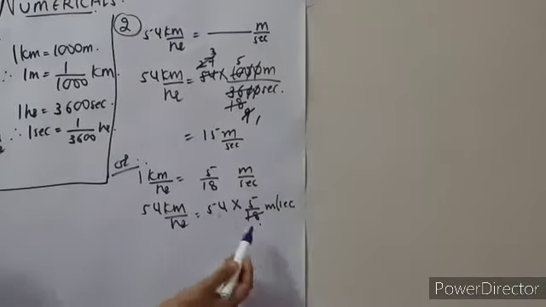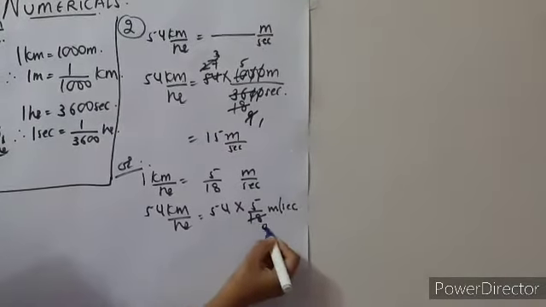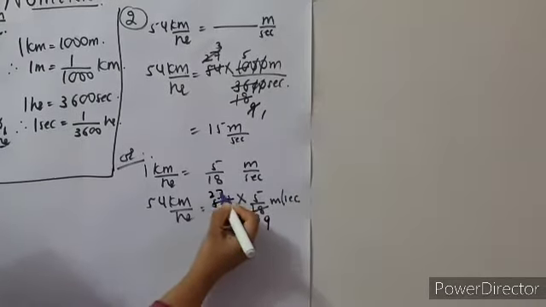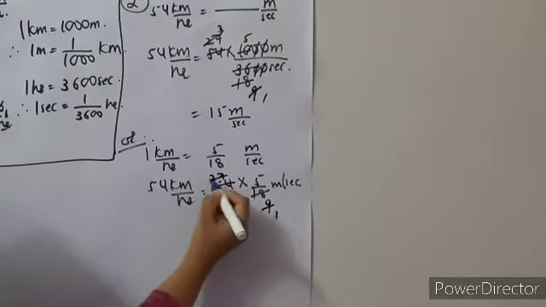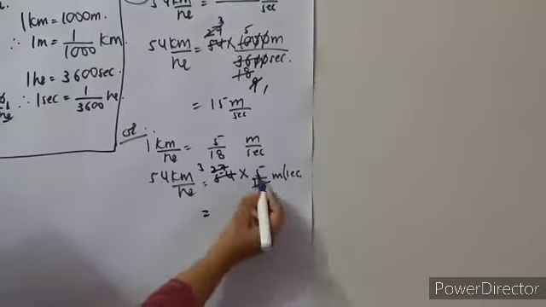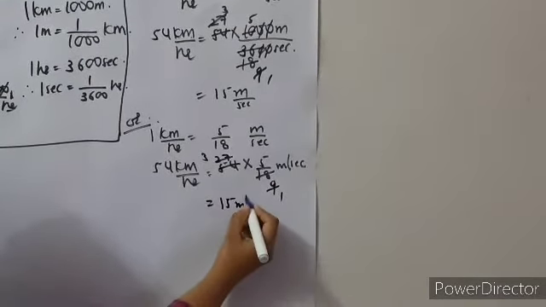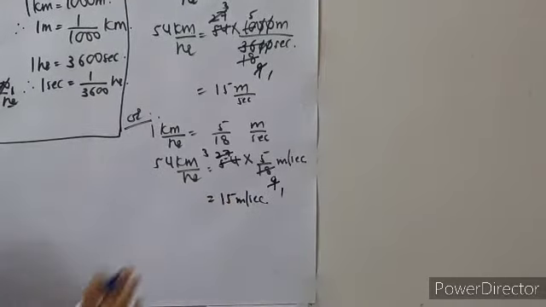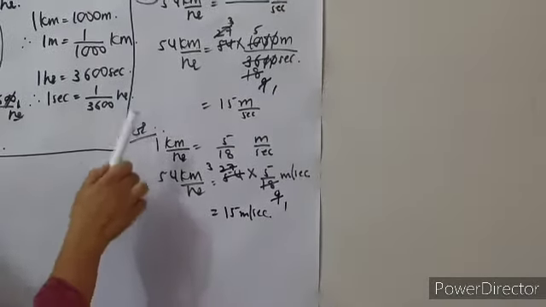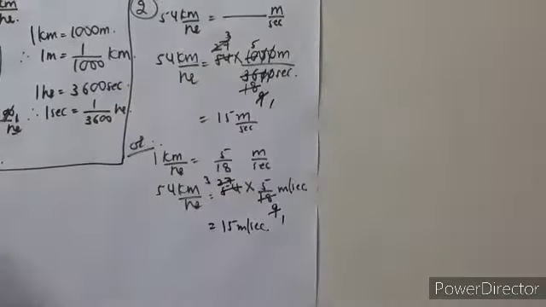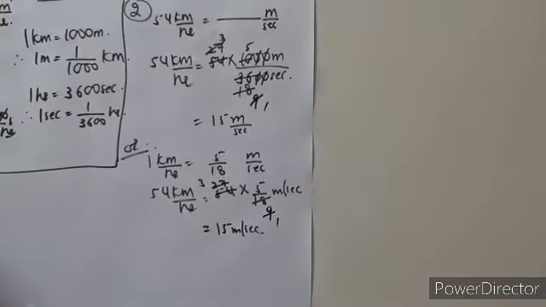Now when we cancel it over here, 2 9s are 18, 2 27s are 54, 9 1s are 9, 9 3s are 27. So 3 multiplied by 5, 15 meter per second. So you can do it this way also. When you have to convert kilometer per hour into meter per second, multiply the term with 5 over 18.